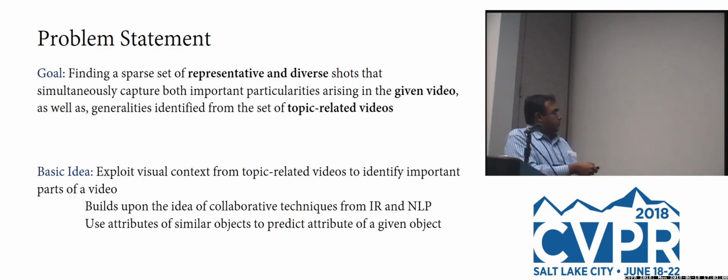So this is the problem statement: finding a sparse set of representative and diverse shots that simultaneously capture the important particularities in a given video, as well as generalities identified by a set of topic-related videos. So you have the topic. The topic is what is providing the incidental supervision.